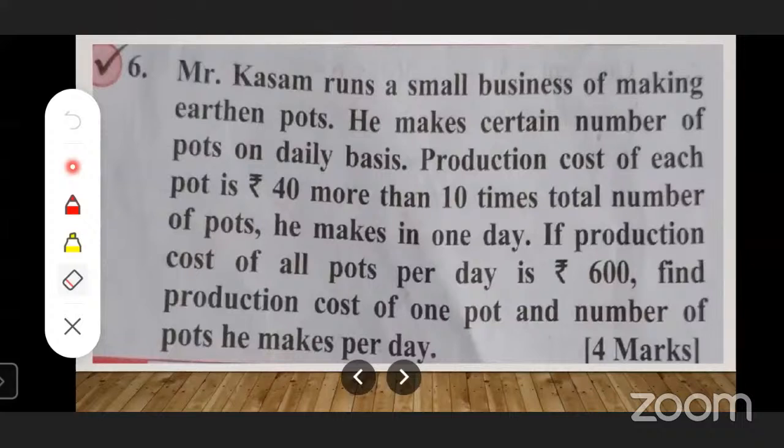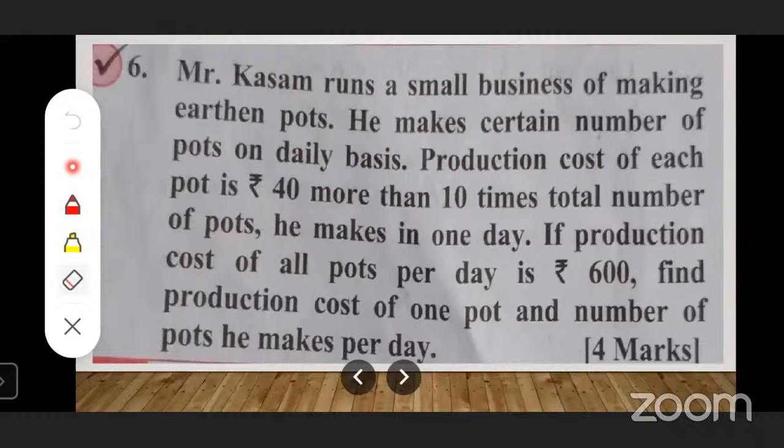This particular question is of 4 marks. Generally this is asked in question number 4 or 5. Yes, it is a logical question. Based on your logic, you have to analyze this sum very carefully. It is a very simple sum. Mr.